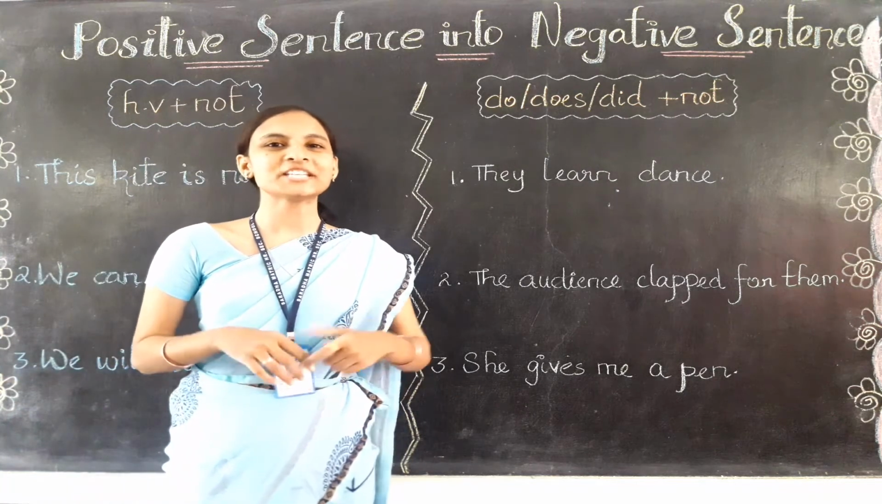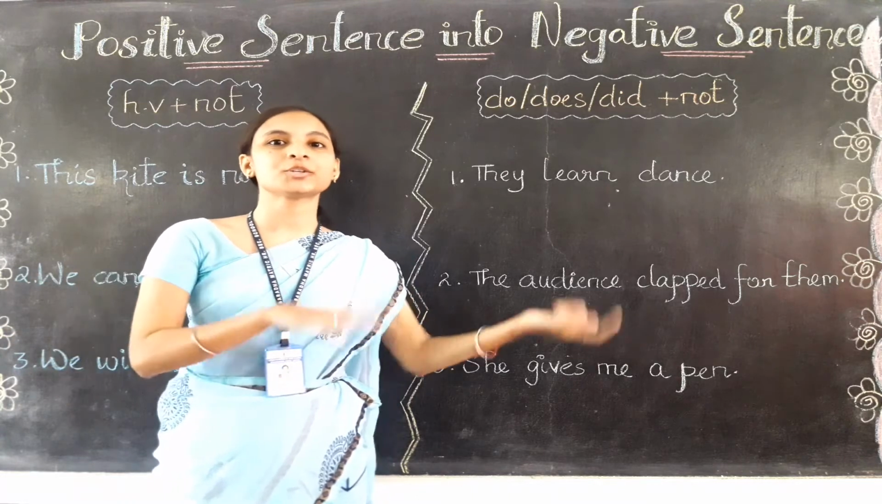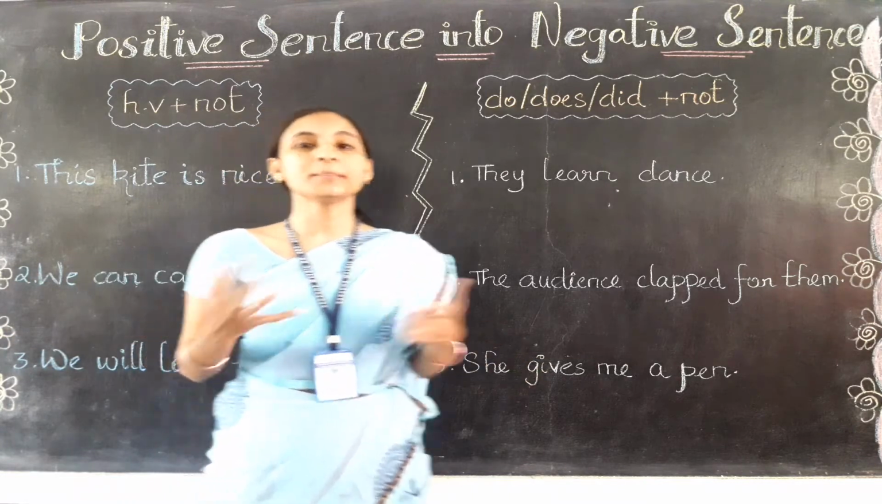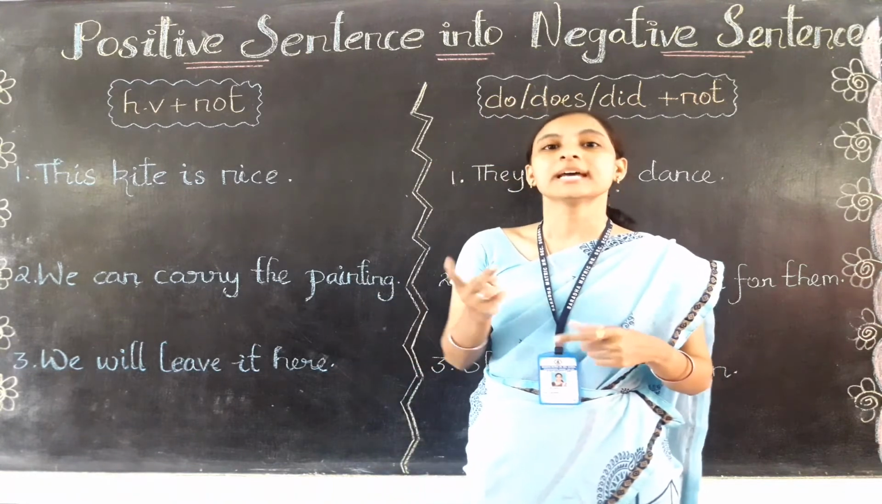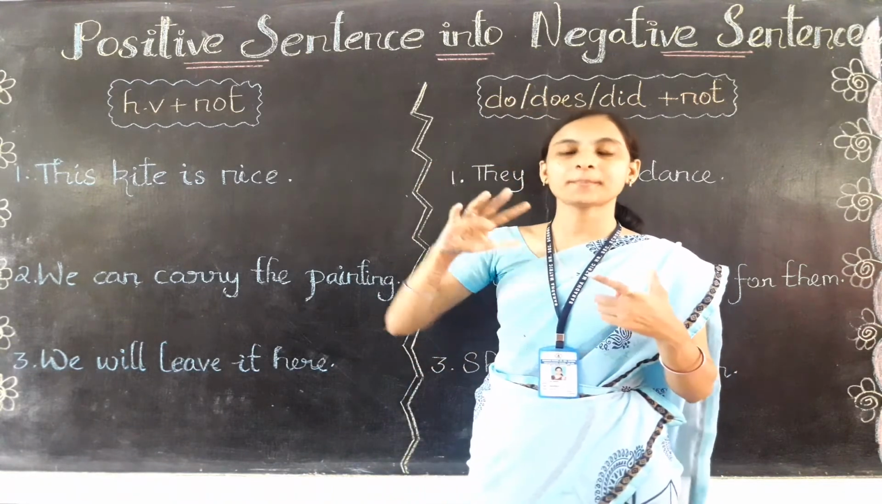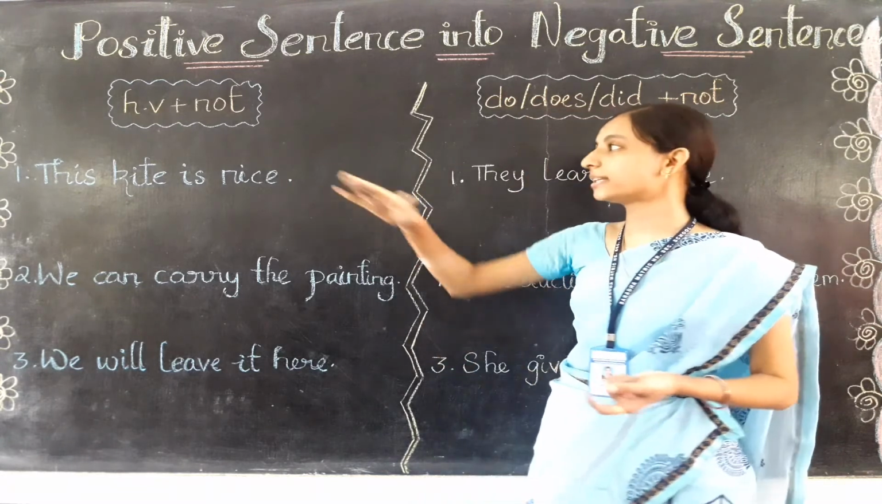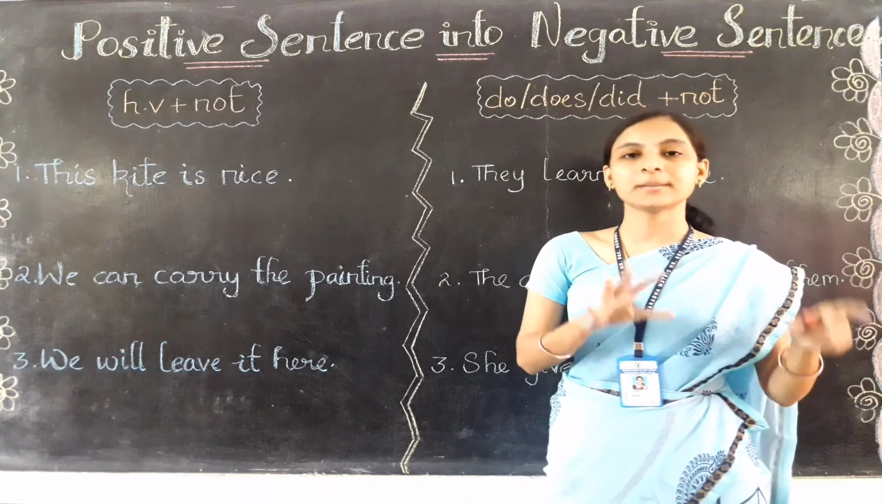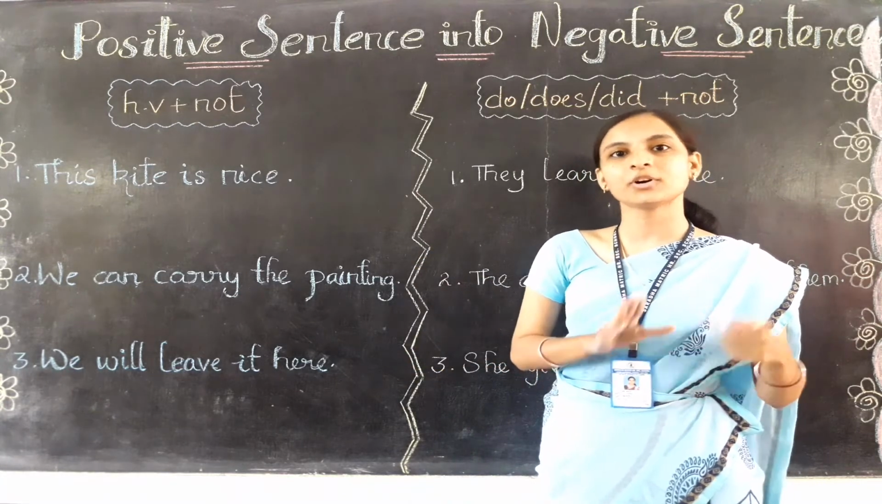Hello students, in this video we are going to learn how to make a positive sentence into a negative sentence. In the previous video I told you the two rules, right? What are the two rules? Yes, for making a positive sentence into a negative sentence, we need to check whether the sentence has a helping verb or not.